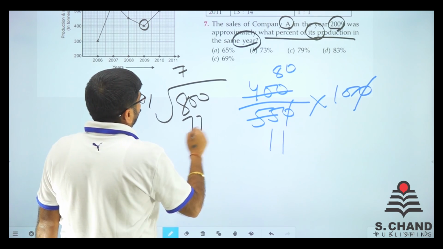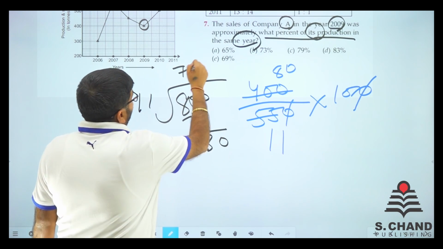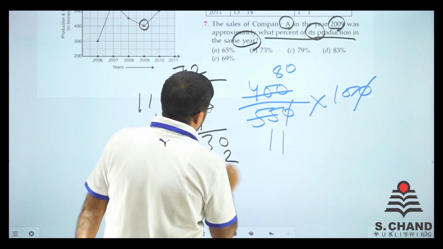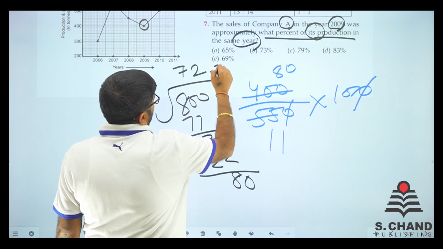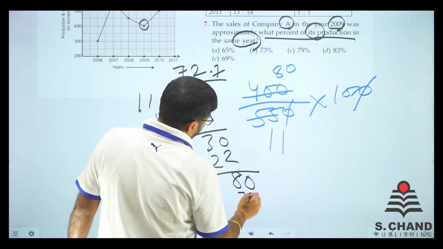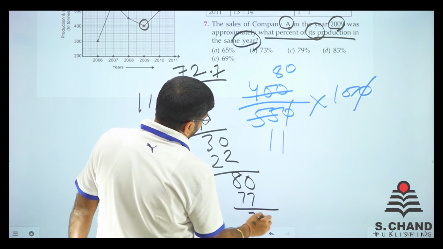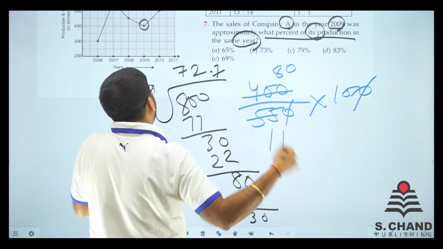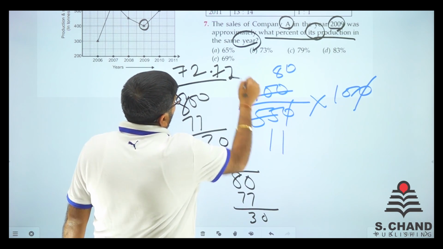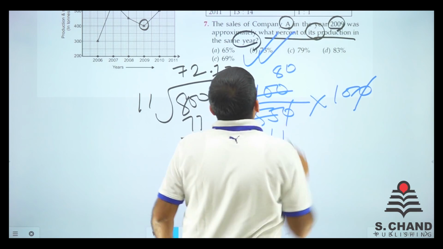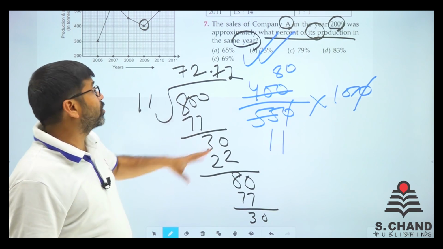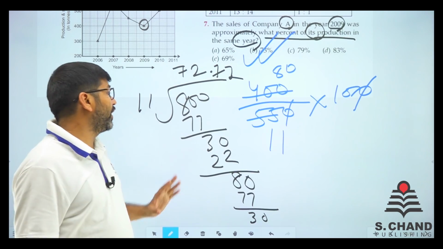So we got 77 here, we got 30 here. So 2 times, we got 22 here and we got 80 here. Now it is like 7 times, then 77, we got 3 here. So it will go like that. So 72.72. So it is approximately 73%. Here we go, and that is what it asked. It has asked only the approximate percentage.